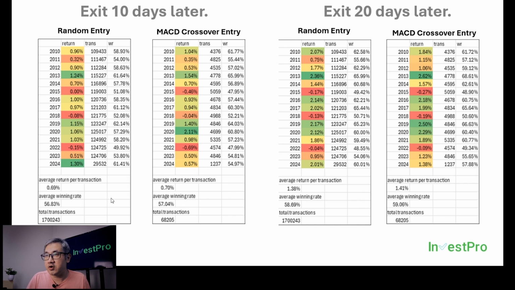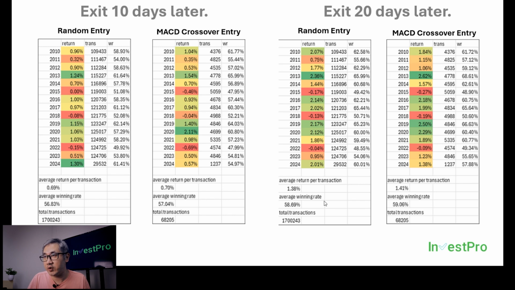Now let's take a look at when you exit 20 days later. With the random entry, your average return per transaction is about 1.38%, and your MACD crossover entry is 1.41%. And then the winning rate with a random entry is 58.69%, and the MACD crossover entry is 59.06%. And again, it's very close to the first table of exiting 10 days later.